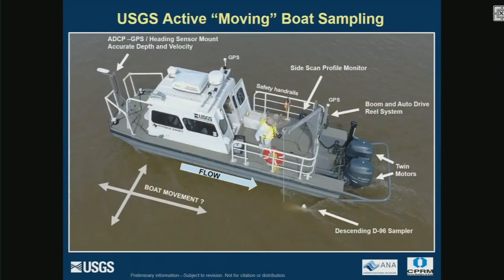So this is kind of the anatomy of an active moving boat sampling. Just to show you some of the odds and ends parts. This is the boom here. The sampler's here. He's got a handrail protecting him from falling over. This is the D96 going down. This is the flow. This is the auto drive system on the back of the boat.